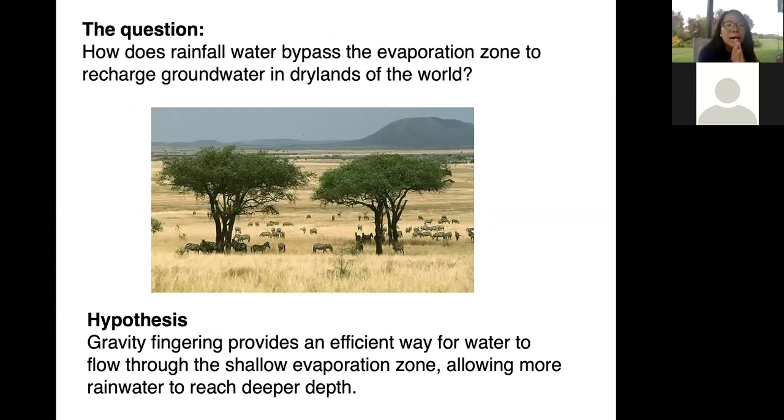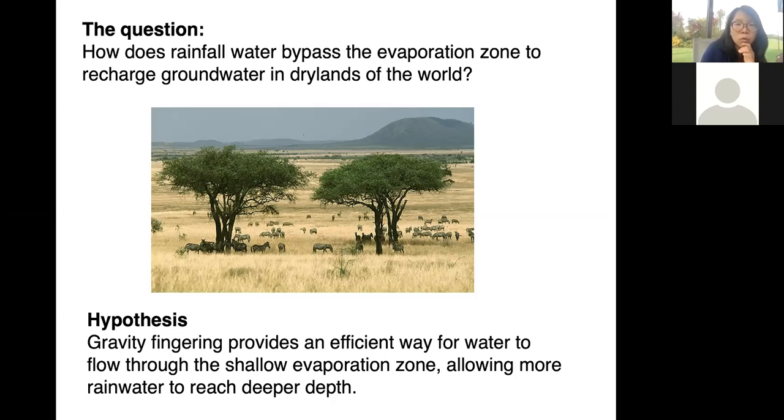So now with this updated model in mind, we go back to our original question, which is, how does rainfall bypass the evaporation zone? And our hypothesis is that the fluid mechanical instability of gravity fingering is somehow providing an efficient way for water to traverse through the shallow evaporation zone.